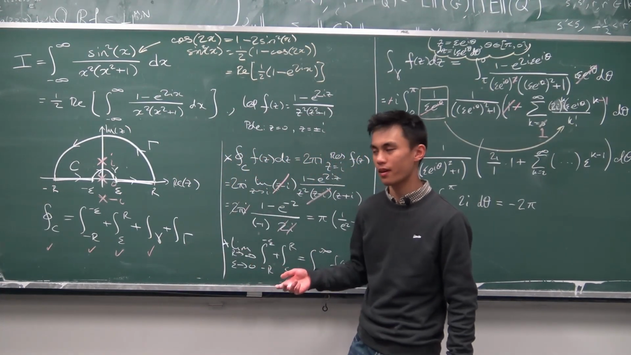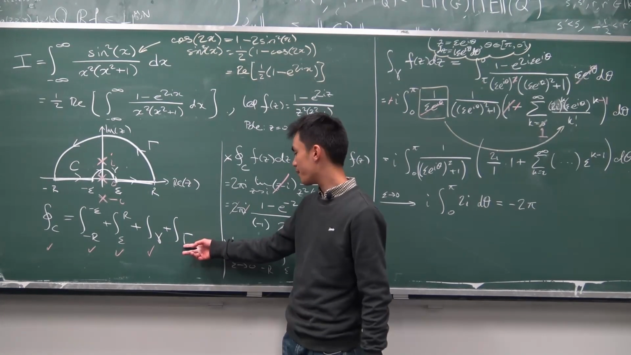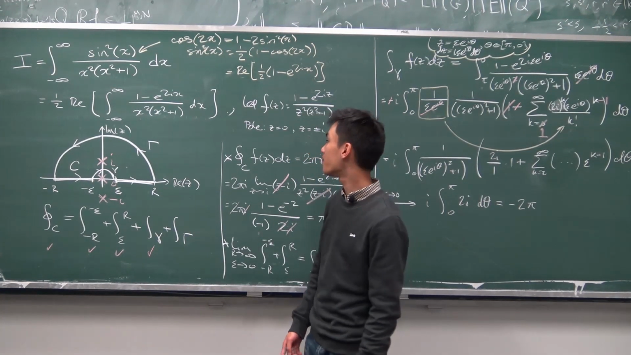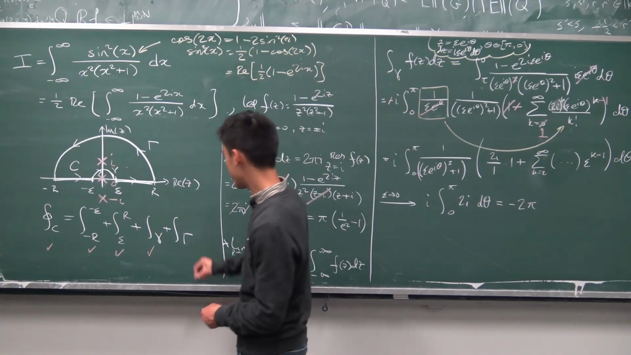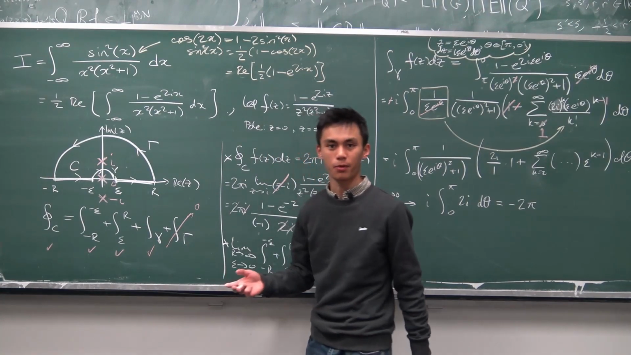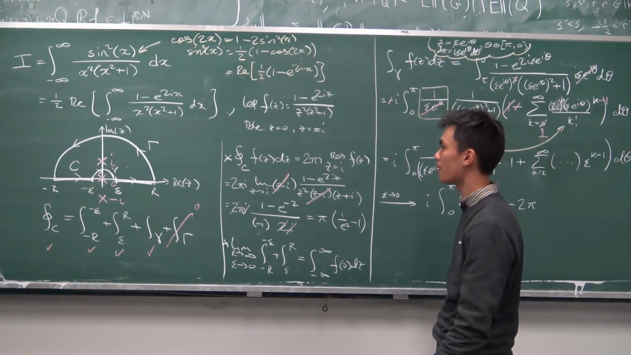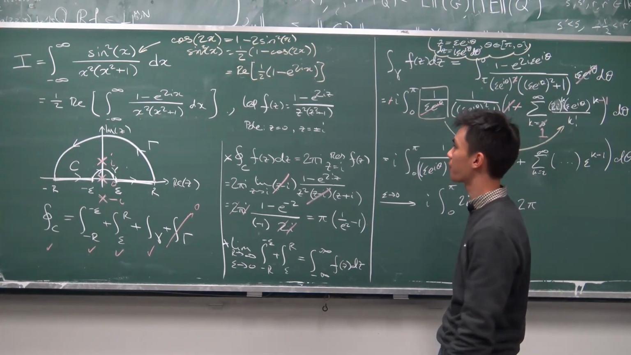Now the last thing to discuss, we're not really going to do it just to keep this video shorter, is the integral over this big gamma here. It turns out this integral is going to go to 0 in the limit as r approaches infinity. Now why is that the case? Well, you can take a look at Jordan's lemma if you want. I've made a video of the proof of Jordan's lemma, which you can check out. It's probably in the description somewhere.